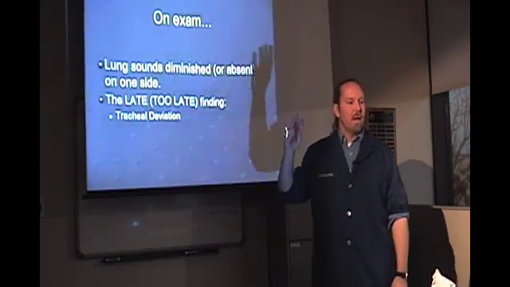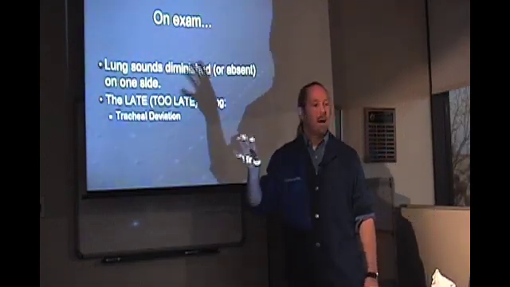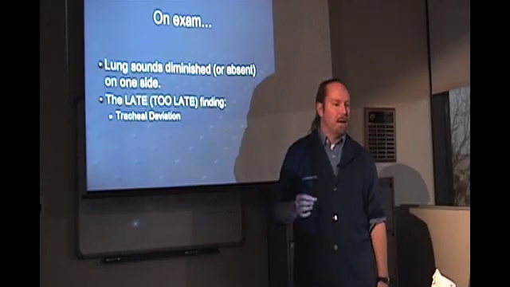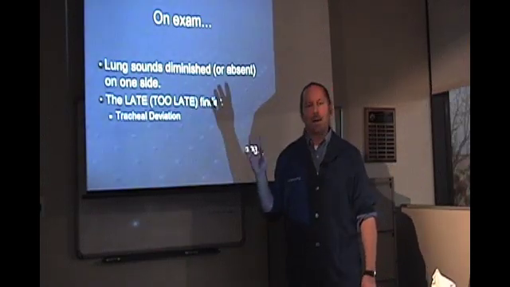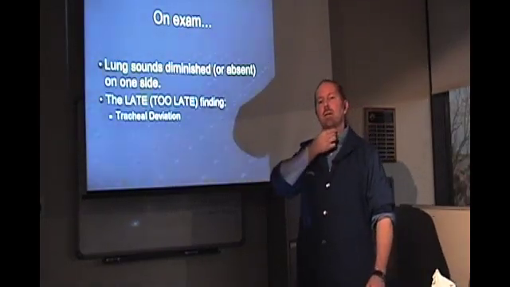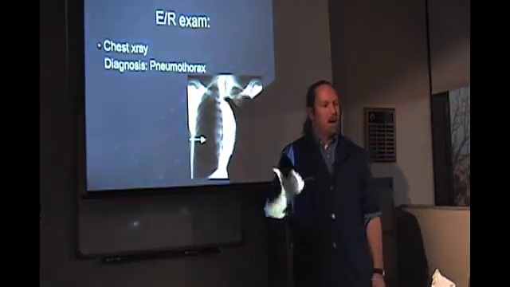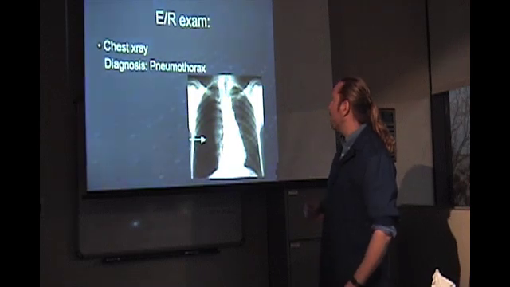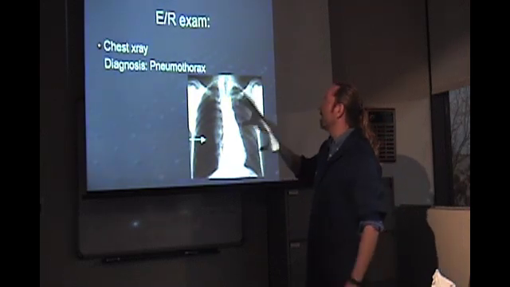On exam, this patient has lung sounds that are diminished just on one side or absent on one side. And then your late sign on these patients is tracheal deviation. That trachea is being pulled to one side or the other. In the ER, they'll get a portable chest x-ray, and what we're going to see is this: tension pneumothorax.